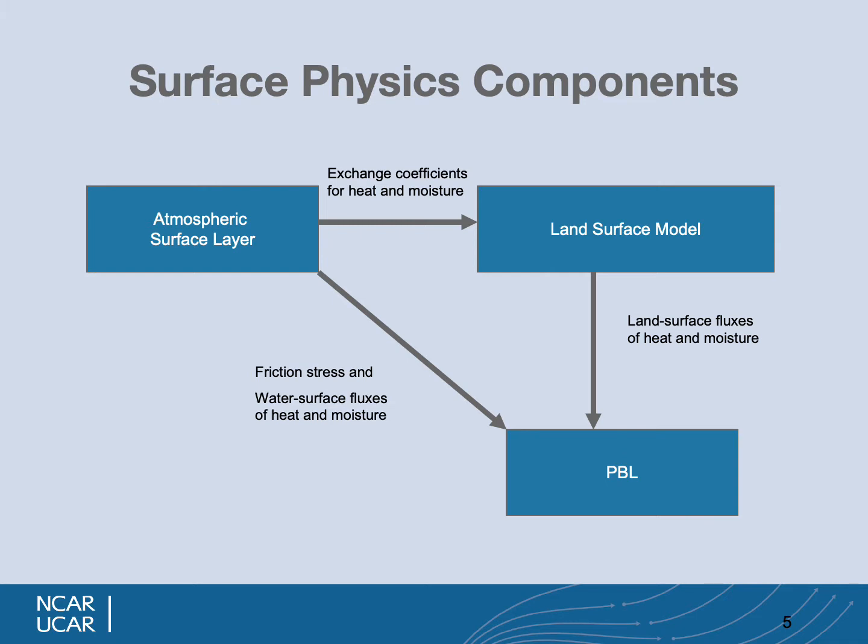Friction is handled directly between the surface layer and boundary layer. The surface layer provides a friction stress term, which then acts as a lower boundary condition for the momentum in the PBL momentum mixing. So these are the three components of the surface part of the physics. This talk is about the first two, the surface layer and the land surface model.